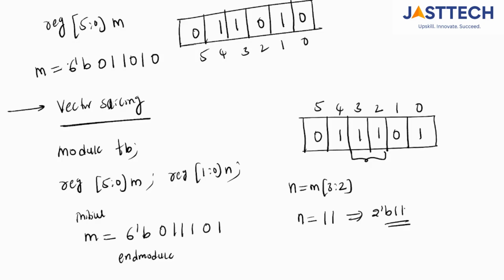Or I can access only one bit also. Suppose n equal to m[5]. That means I can access only this bit, and n equals 1'b0. So vector slicing is nothing but I can access any number of bits, either 2 bits or 3 bits. Combining, I can access individual bits in the vectors. That is nothing but vector slicing. Hope you understood. Shall I move forward?